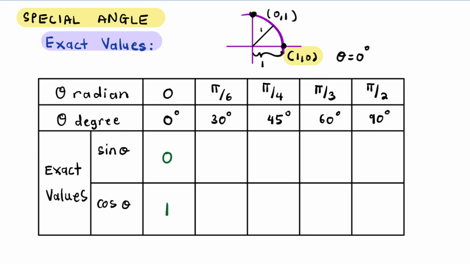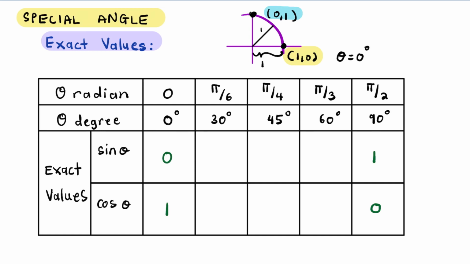Another exact point that you know is 0, 1. What does 0, 1 mean? Your x value is 0, which means cosine of 90 degrees will give you 0, and sine 90 degrees will give you 1. And the rest of it, I memorize this way.